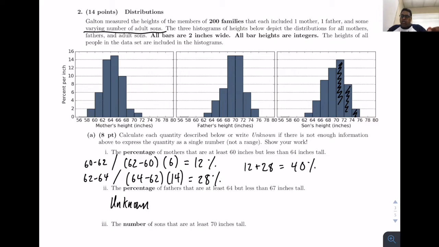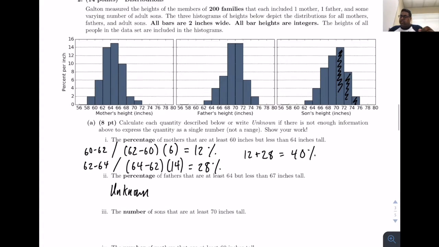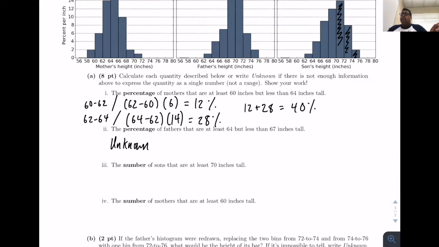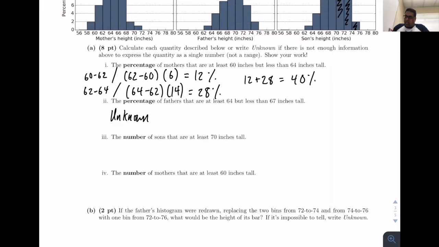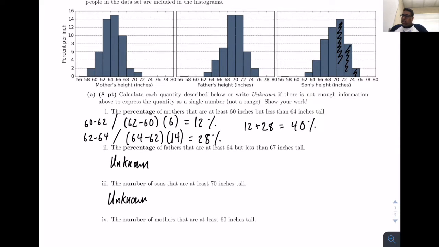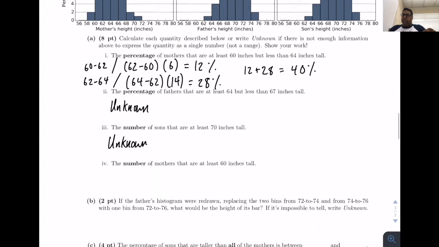So nowhere are we told how many sons any one given family has, right? This is just some average value. So we're never told how many sons there actually exist in our sample size. So again, this value is unknown because we don't know how many sons there are total. So that's an important distinction to make. Here we can find the proportion of sons that are greater than 70 inches, but we don't know how many sons there are, so we can't find the number.